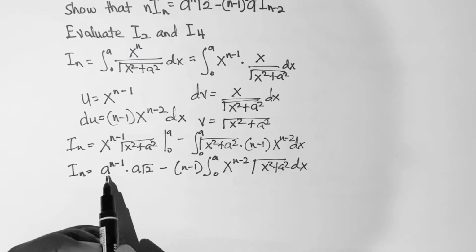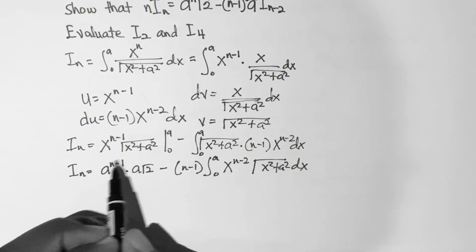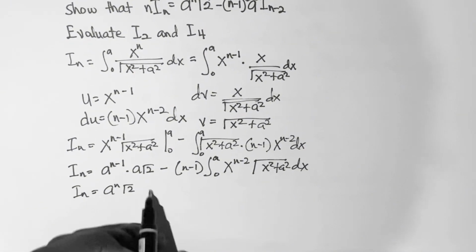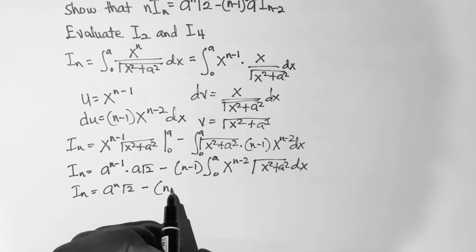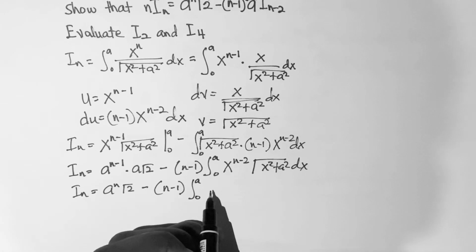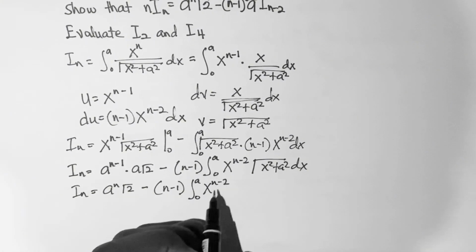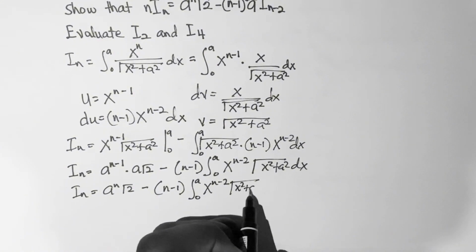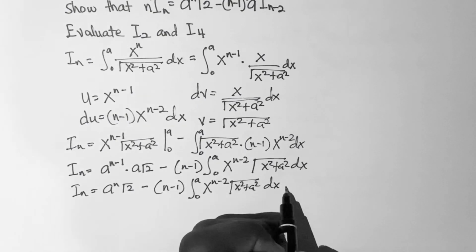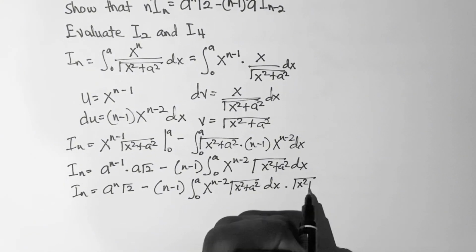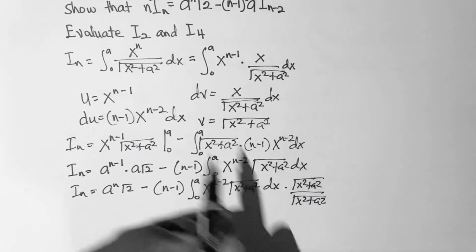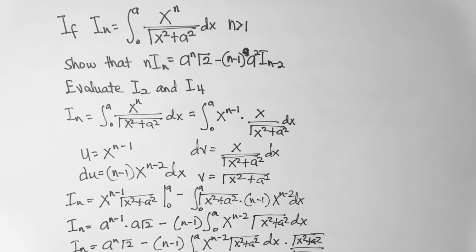So if we simplify further, you see that a exponent n minus 1 times a will give us a exponent n. So I of n is equal to a exponent n root 2, then minus into bracket n minus 1 integral of 0 to a, and then x exponent n minus 2 square root of x squared plus a squared, then dx. But what we'll do is that let's rationalize the square root by multiplying by square root of x squared plus a squared divided by square root of x squared plus a squared. We want it to look in the original form that we're given.